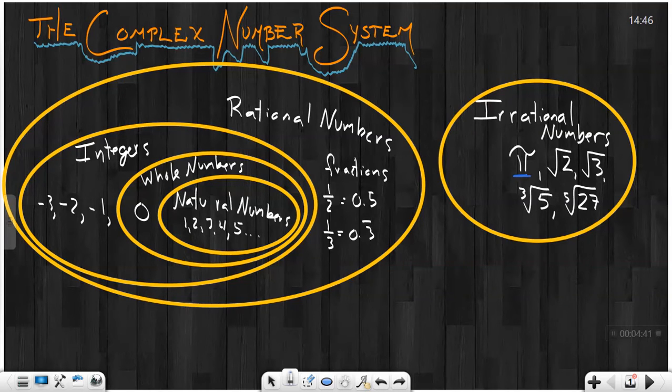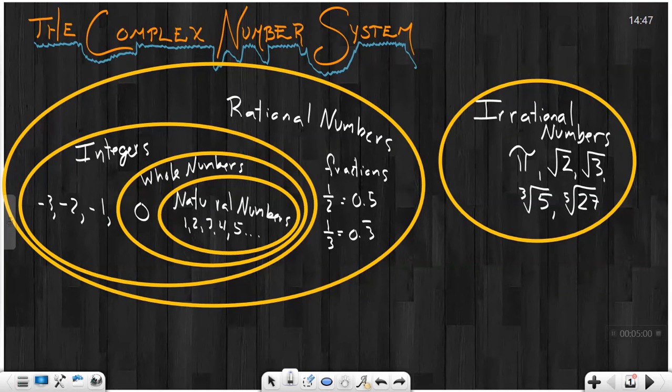Typically, you'll see that with pi. Anything with pi, 3 pi, 4 pi, pi divided by 2, all of those would be irrational. They all include pi. Square roots of numbers: anything that has a square root of a non-perfect square number is irrational.